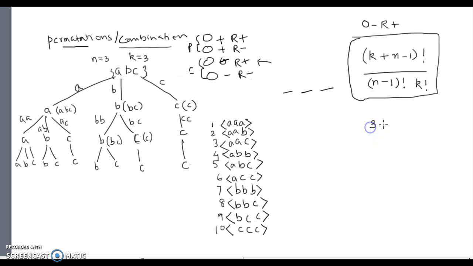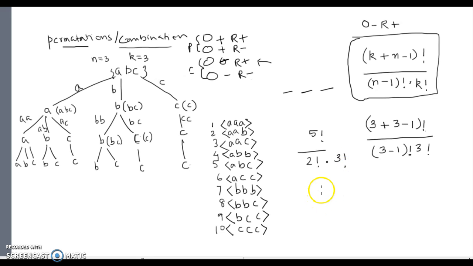Okay, so what is k here? k is 3, and n is 3 as well. So (3 + 3 - 1) factorial over (3 - 1) factorial times 3 factorial. That would be 5 factorial divided by 2 factorial times 3 factorial.